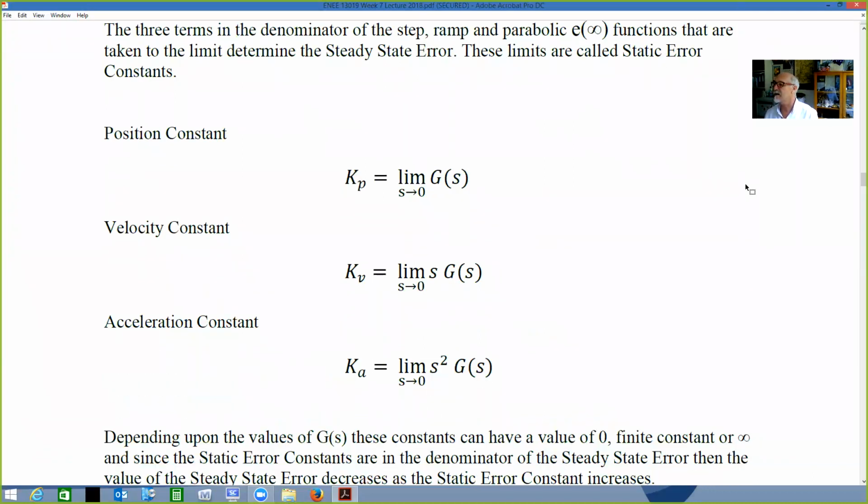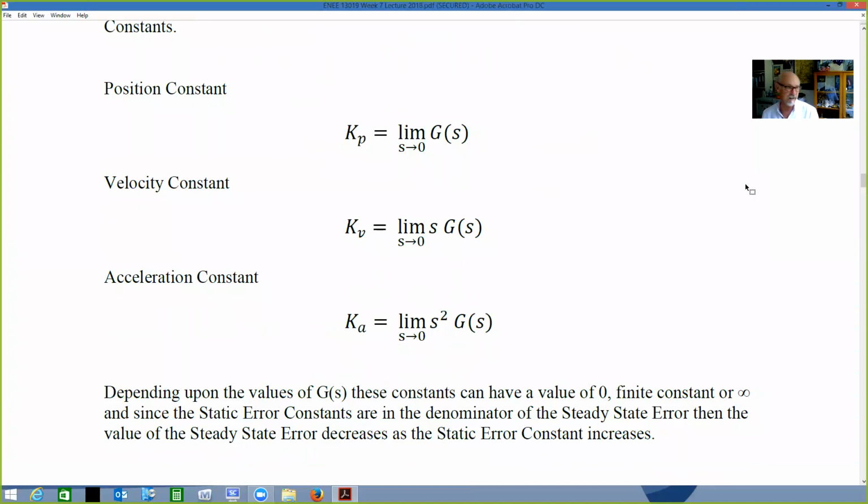So we can have the position constant, Kp, which equals the limit as s tends to 0 of G(s), the transfer function. The velocity constant, Kv, equals the limit as s tends to 0 of s times G(s). Or the acceleration constant, Ka, equals the limit as s tends to 0 of s squared times the transfer function G(s). Now, depending upon the values of G(s), these constants can have a value of 0, be a finite constant, or infinity. And since the static error constants are in the denominator of the steady state error, the value of the steady state error decreases as the static error constant increases. In other words, these are all in the denominator.